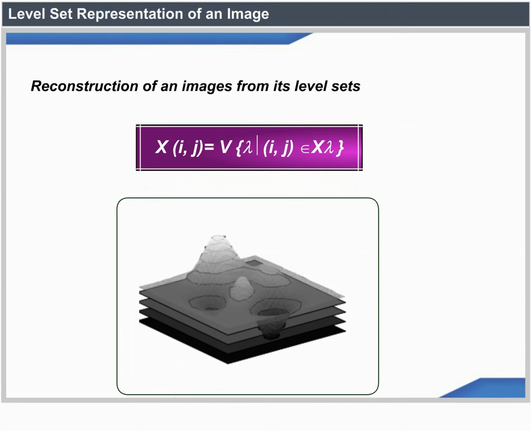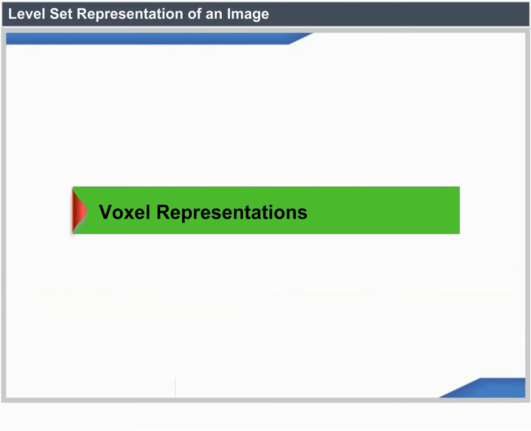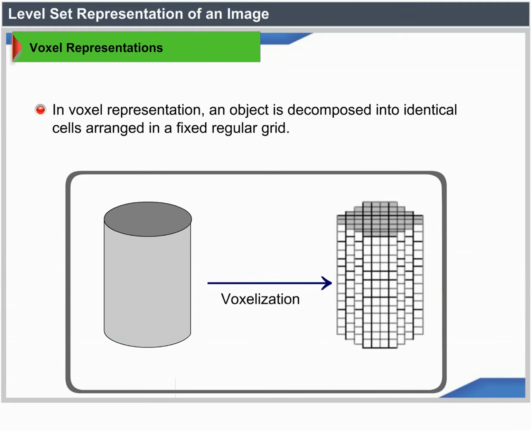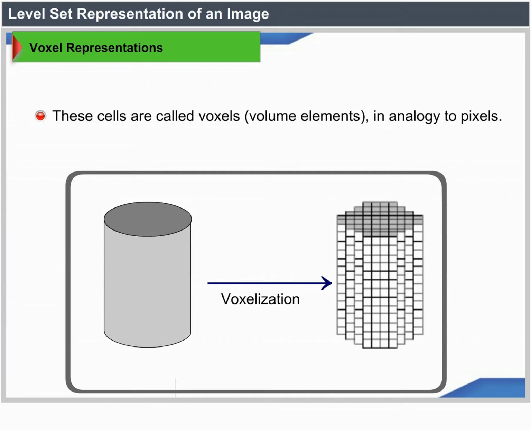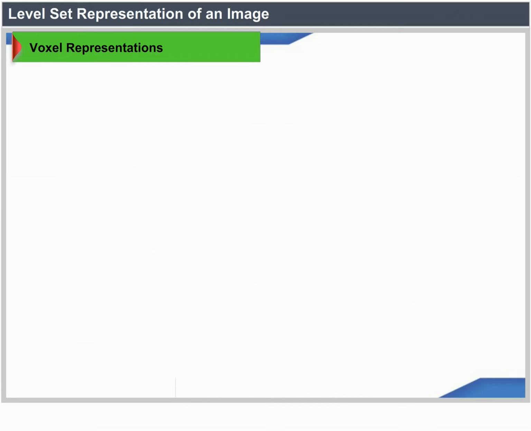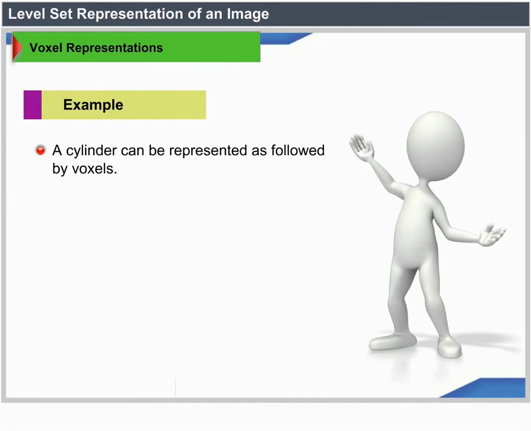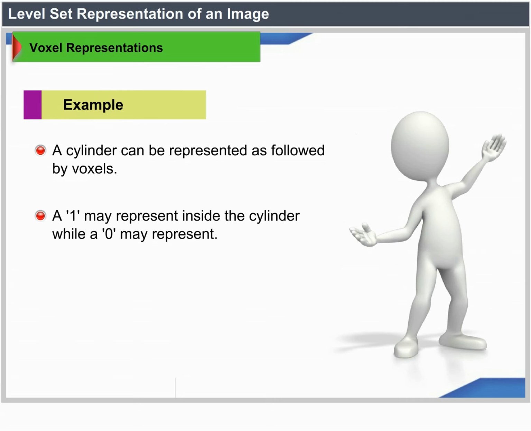Voxel representation. In voxel representation, an object is decomposed into identical cells arranged in a fixed, regular grid. These cells are called voxels, volume elements, in analogy to pixels. Example, a cylinder can be represented as follows by voxels. A 1 may be represented inside the cylinder, while a 0 may be represented outside the cylinder.